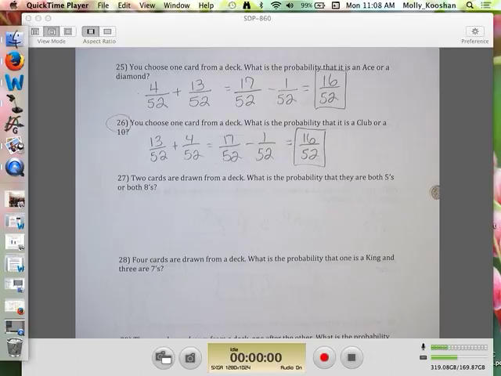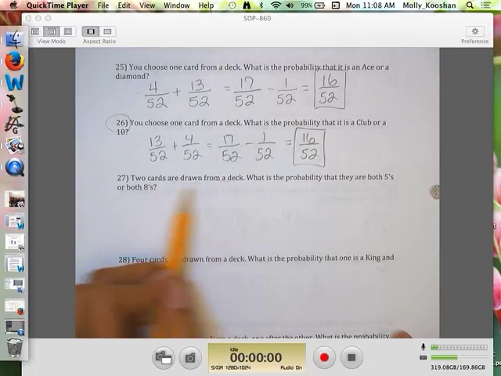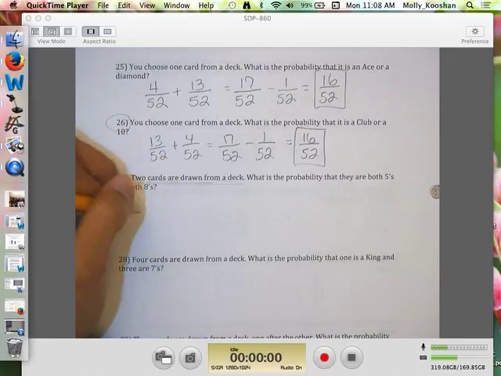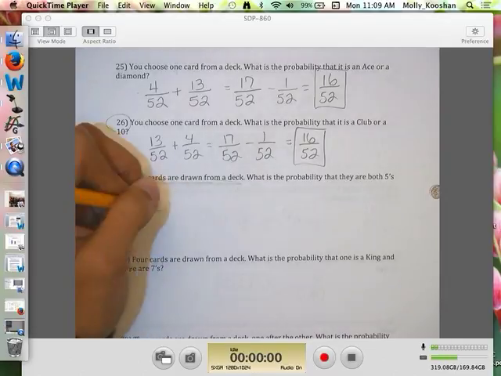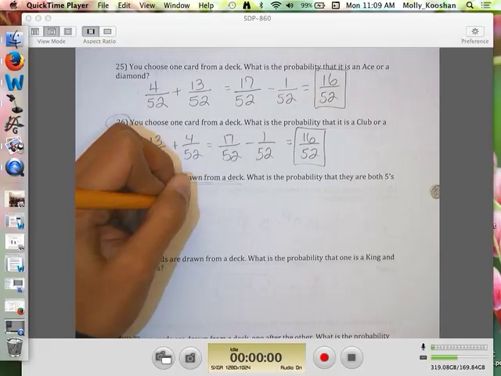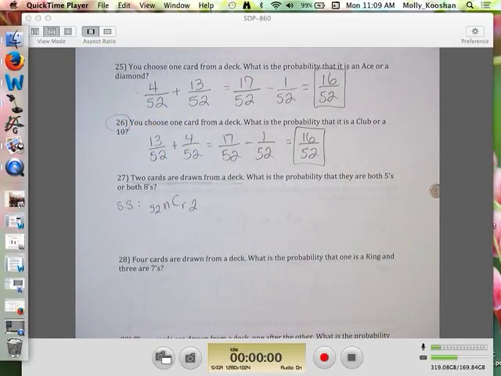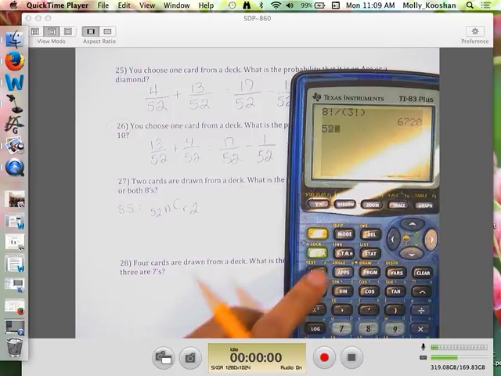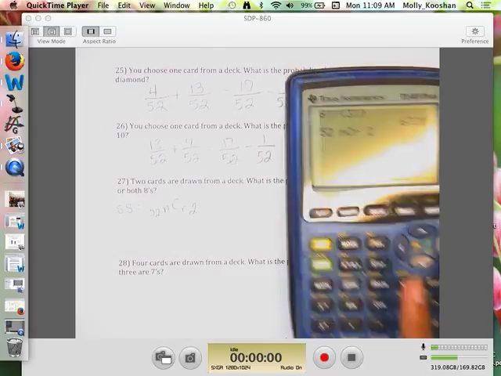27. 2 cards are drawn from a deck. That changes our sample space. Sample space is all the groups of 2 that we could choose from the deck of 52. What is the probability they are both 5s or both 8s? Okay, so our sample space, I'm going to call SS, is 52 nCr 2. Okay, there's 52 cards in the deck. We want to know all the groups of 2. Order doesn't matter. 52 nCr 2. Our sample space is 1326.